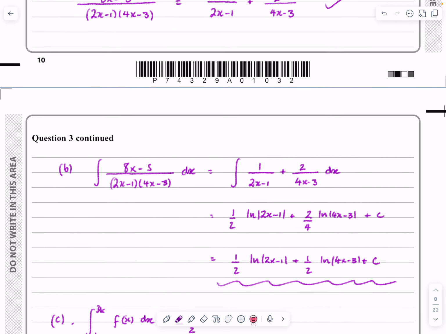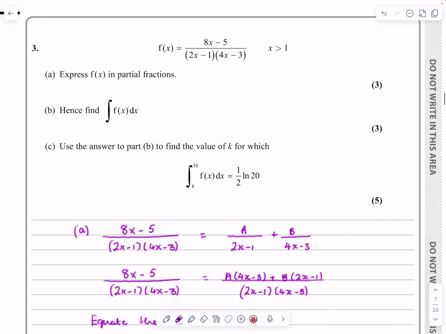Right, a lot of algebra in that, a lot of complicated stuff in there for a question 3, but hopefully that all makes sense to you.